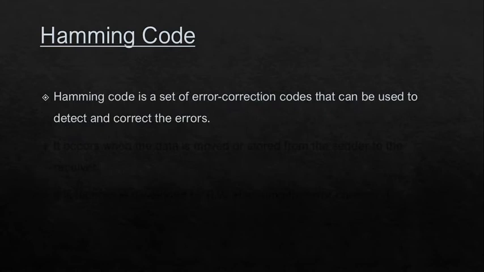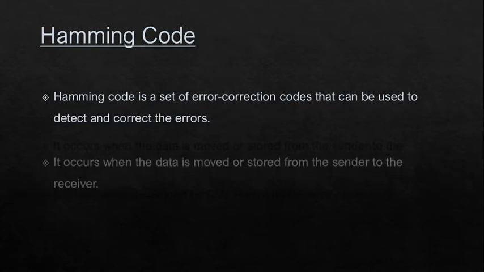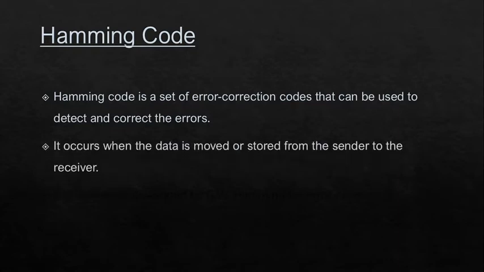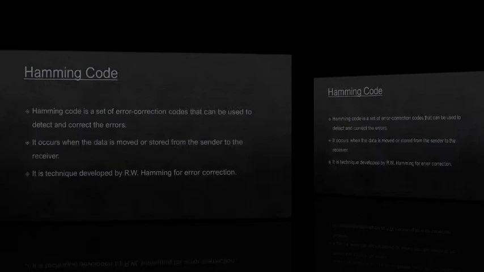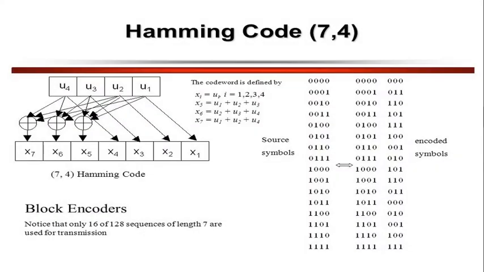Hamming code is a set of error correction codes that can be used to detect and correct errors. It occurs when the data is moved or stored from the sender to the receiver. It is a technique which was developed by R.W. Hamming for error correction. Now I'm going to discuss the example of Hamming code (7,4).